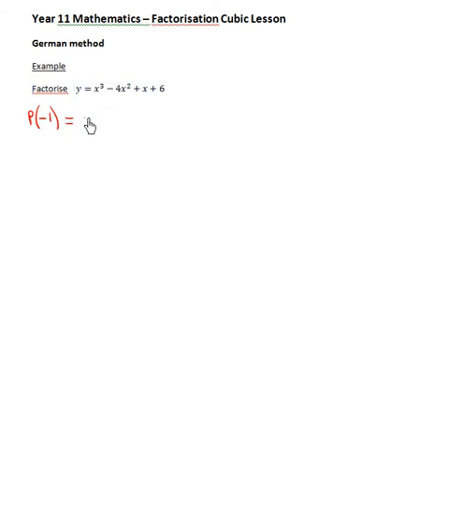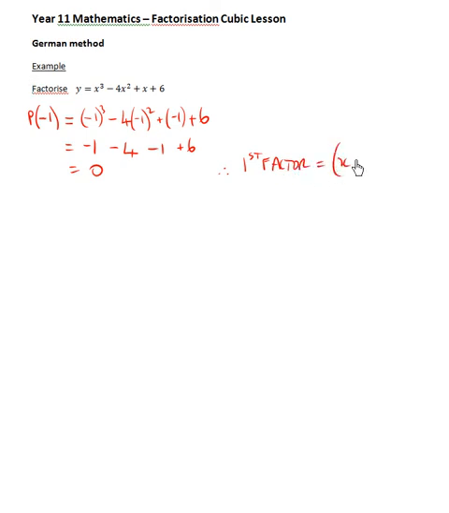So with minus 1 I get minus 1 cubed, take 4 times minus 1 squared, plus minus 1, plus 6, which equals negative 1, take 4, take 1, plus 6, which equals 0. So therefore the first factor equals x plus 1, same as before.